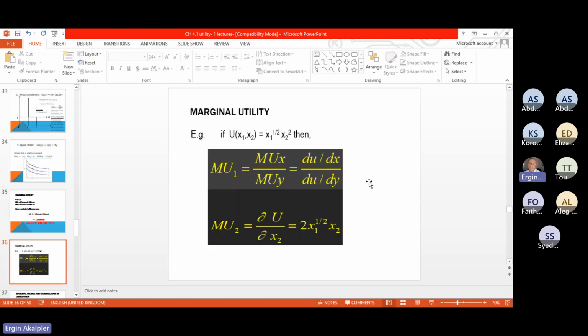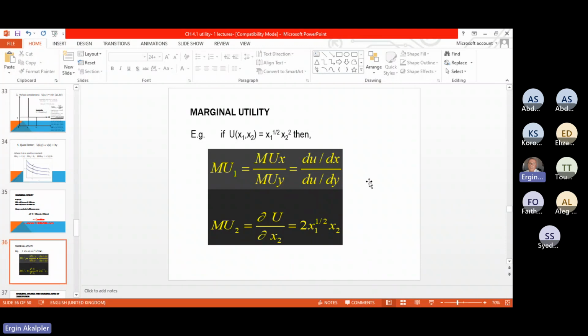Suppose the utility function of x1, x2 is x1 to the power of 1/2, which is the square root, times x2 squared. Then the marginal utility of x over the marginal utility of y is equal to delta u over delta x divided by delta u over delta y.